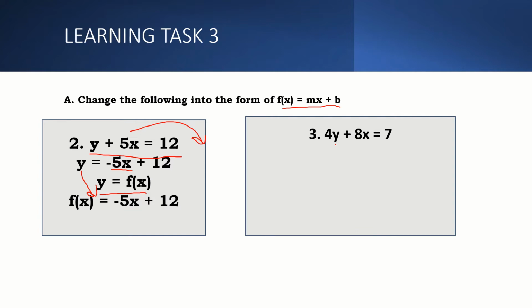For example number 3, again, ililipat natin yung 8x sa kabilang side. So, magiging 4y equals negative 8x plus 7. Then, we have to divide both sides by 4 para ang maiwan lang dyan is y. Dapat laging walang kasama yung y. So that will give you y, since 4 divided by 4 is 1. Y equals negative 8 divided by 4 is negative 2x. Then 7 divided by 4. So y is equal to negative 2x plus 7 over 4.